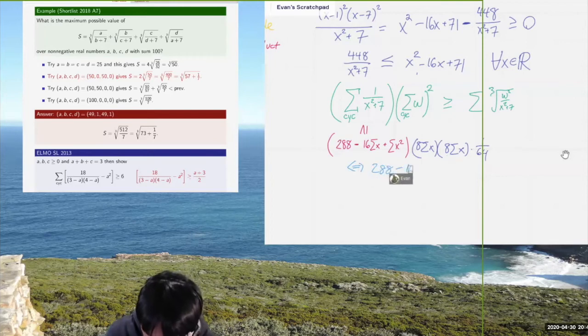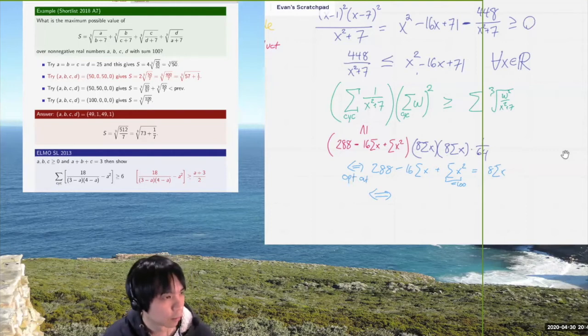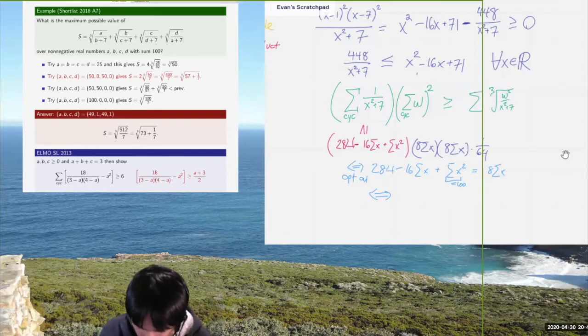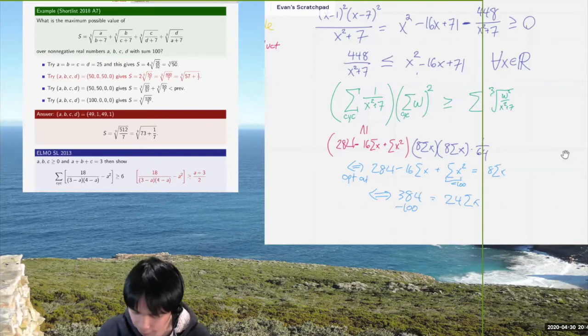So you would want 288 minus 16 sum plus sum of x squared to be 8 sum of x. And if I fix this guy to be my 100, then you would want, Evan, don't you want 284? Did I mismultiply? This is why I need to prepare in advance. Oh my gosh, 284. Okay, so if I make that my 100, then I want 384 is equal to 24 sum of x minus 100 here. So the best value for sum of x is, really? Okay, 288 did the right thing.